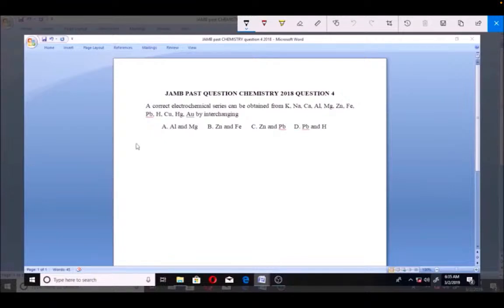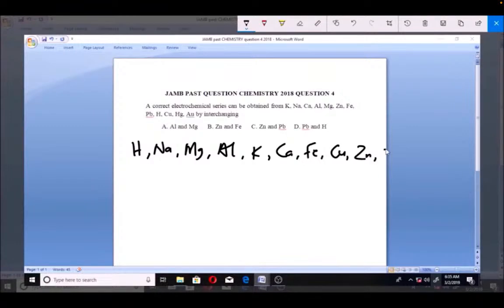We're supposed to have H, then Na, then Mg, then Al, then K, then Ca, then Fe, then Cu, then Zn, then Ag, then Au, then Hg, then Bb. So that should be the right arrangement.